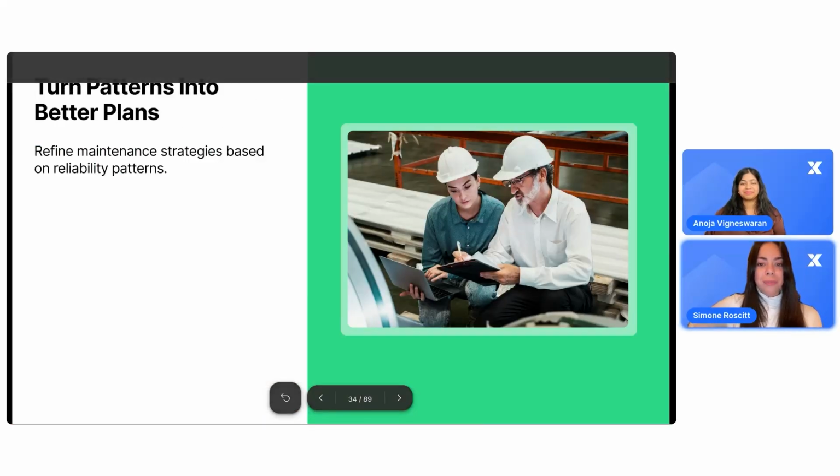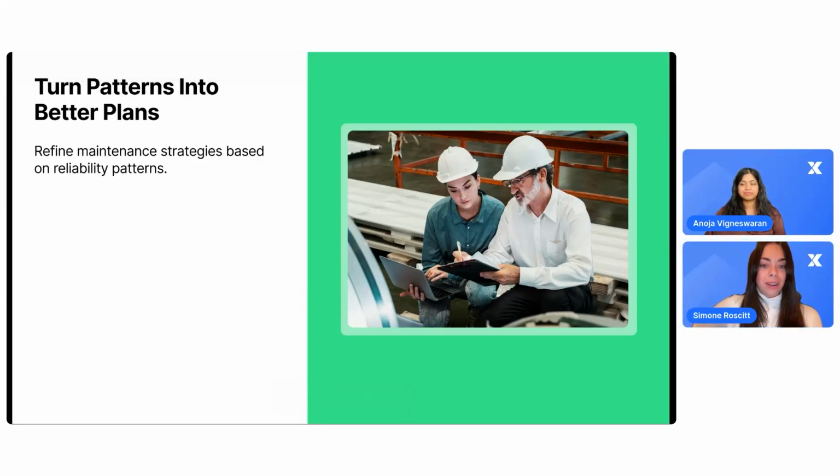So asset health reporting helps guide what to do next. Patterns in failures, downtime, and reliability inform better maintenance plans. Teams can adjust PM schedules, focus on high-risk assets, and make more informed long-term decisions.